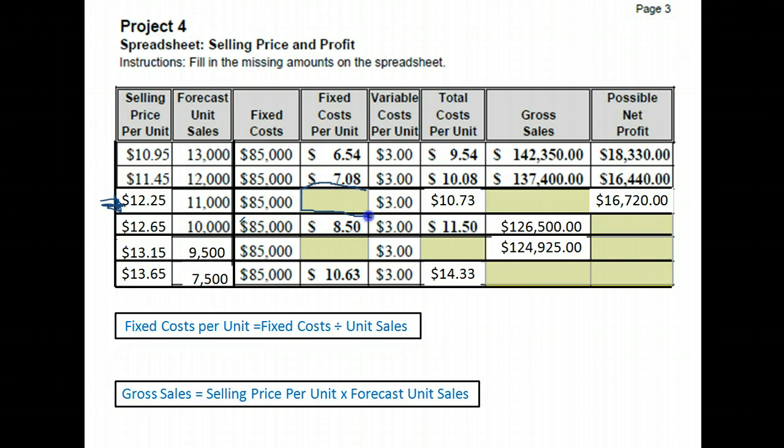Fixed cost per unit. How do you find that? Well, cost per unit means your dollars divided by the number of units you're selling. So we take the fixed cost, which in this case is $85,000. Notice I have the formulas down here that you'll need. Divided by the unit sales. How many units are they forecasting to sell? Well, for this line, it's 11,000. So we take 85,000 divided by 11,000.